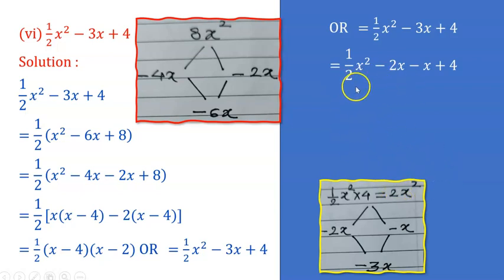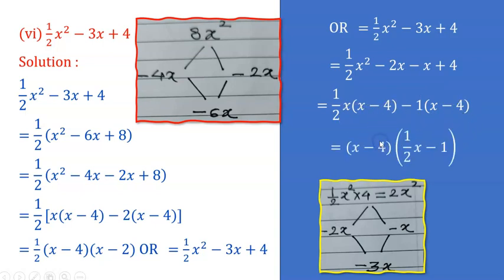Now common from these first two terms, that is (1/2)x, then in bracket you will get x − 4. Again common from these two terms, take −1 as common, then in bracket you will get x − 4. Again take x − 4 as a common, then the remaining terms (1/2)x − 1 in the next bracket, and hence these are the factors. Okay.